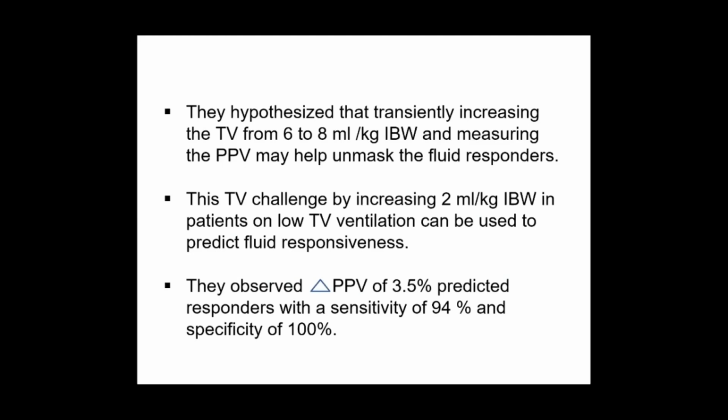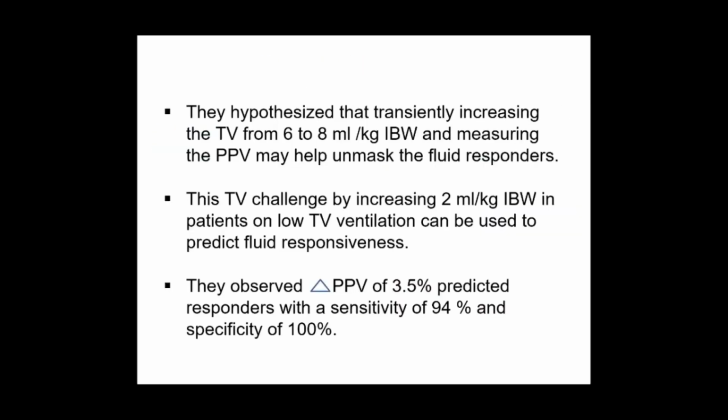that we can have a pulse pressure variation measurement and we can see the difference in the low tidal volume state and the high tidal volume state. And they say that it unmasks the fluid responders. This tidal volume challenge, by increasing 2 ml per kg IBW in the patients on low tidal volume ventilation, can be used to predict the fluid responsiveness. They observed that a delta PPV, that is the pulse pressure variation change of 3.5%, predicted the responders with a sensitivity of 94% and specificity of 100%.